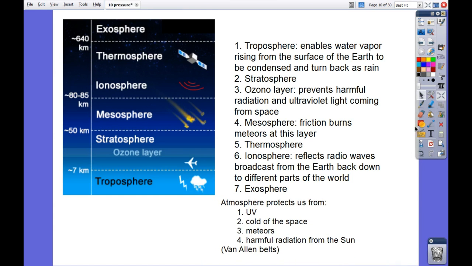So here are the uses of the atmosphere, their duty to ourselves. They protect us from UV, the cold of space, meteors, and harmful radiation from the sun by deploying Van Allen belts.